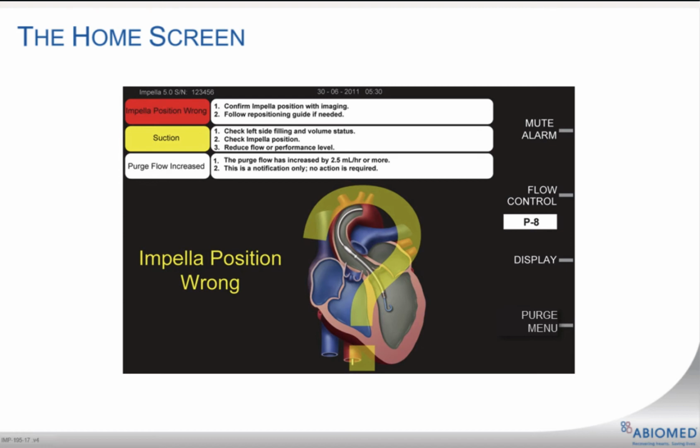In these situations, imaging should be used to determine the position of the Impella cannula. Placement of the Impella catheter is discussed in another course in this training program.